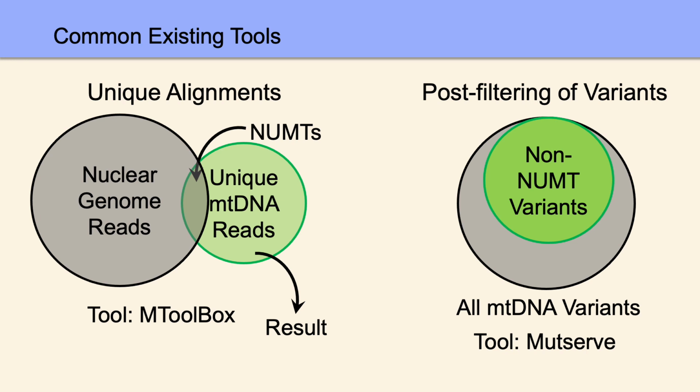On the flip side, you can obtain your mitochondrial DNA and then do variant calling on it. Then you only do a post-filtering of variants for those variants that we're confident are mitochondrial DNA variants. An example of a tool that does that is mtServe, that I show you here on the right. In this case, you don't actually get the sequence, you only get the mitochondrial variants.